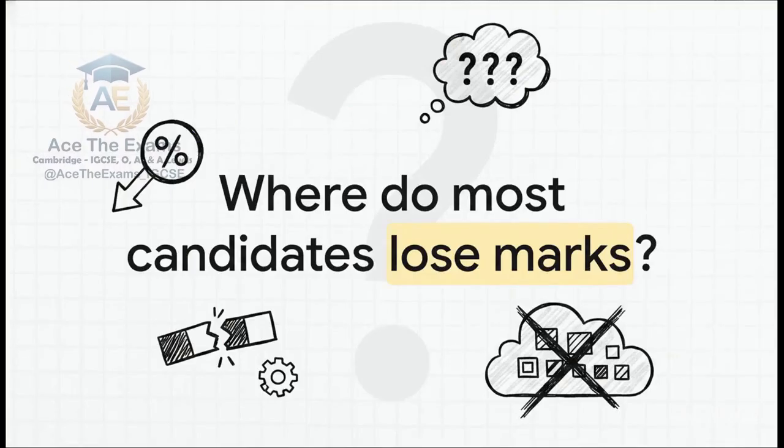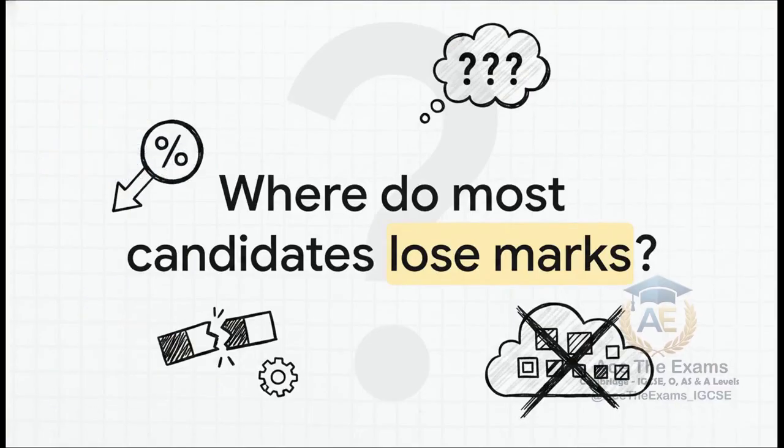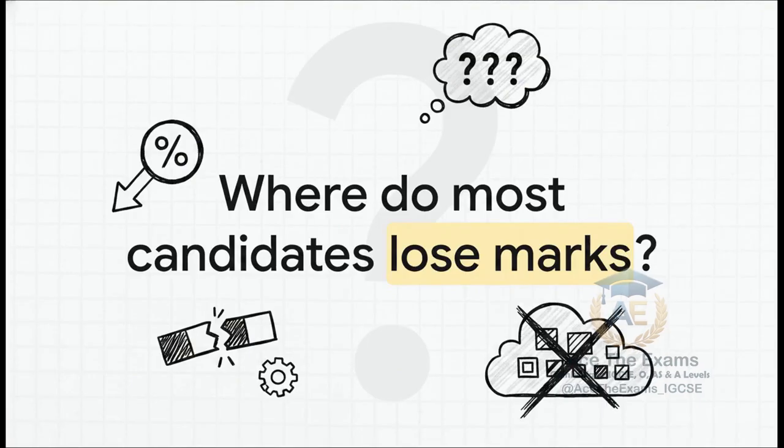Let's kick off an interactive workshop right here. I want you to really think about this for a second. With 15% of the paper's marks on the line for utility software, where do you think most candidates bleed points? Is it writing bad pseudocode? Is it completely misunderstanding the different compression types?